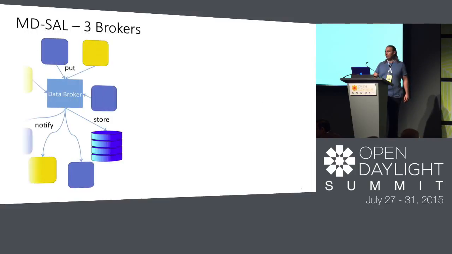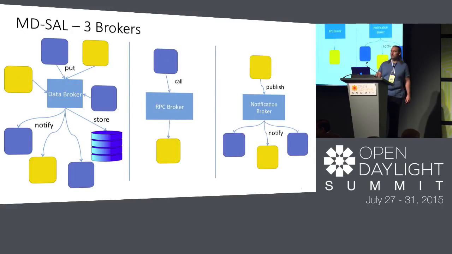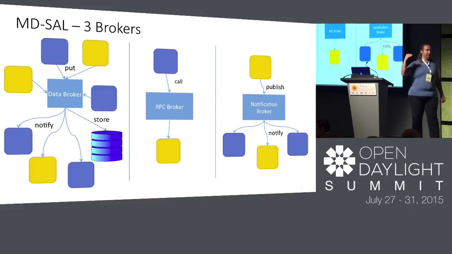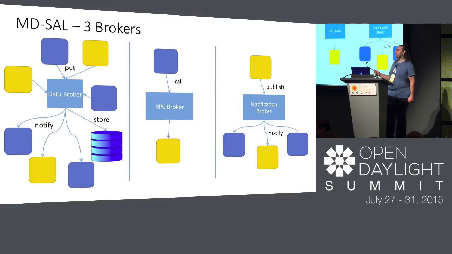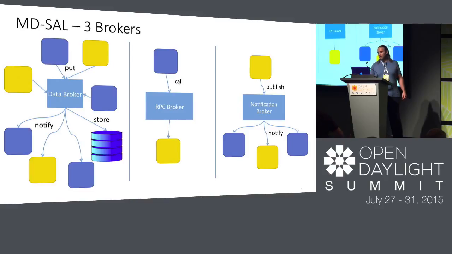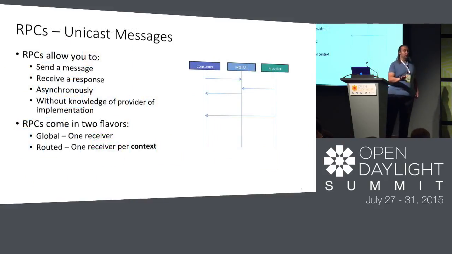So really quickly, the MD-SAL basically is a collection of 3 brokers. There's the data broker, which basically allows you to store things and get notifications about the data tree when it changes. There's the RPC broker, which basically maps RPC calls from where they start to where they're going. And there's a notification broker where you can publish notifications and people can subscribe to them. We're going to be talking initially about the RPC broker because that's the first thing we're going to do.